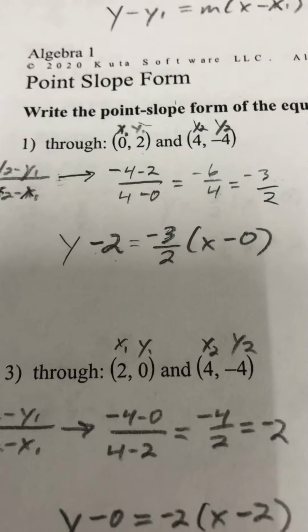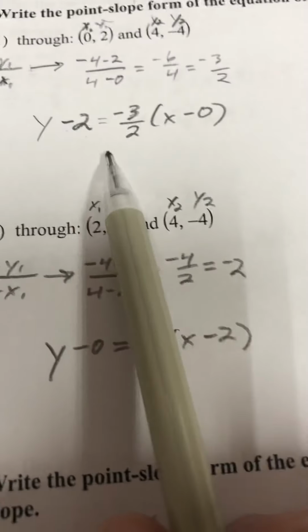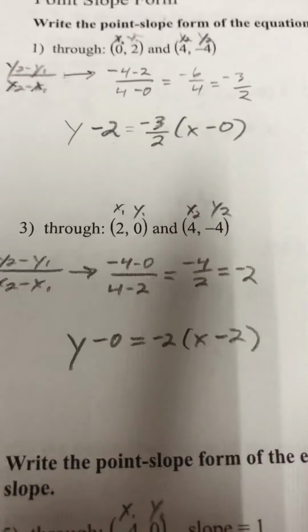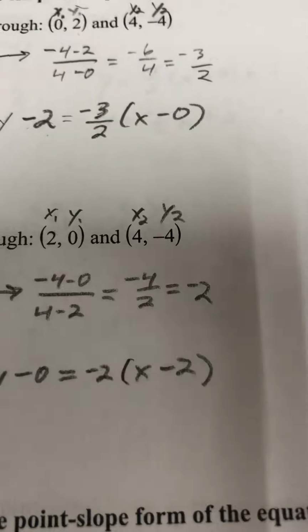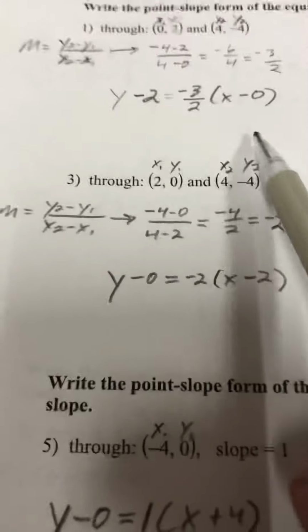That's the end of that one, number 1. That is in point slope form. Okay. We don't have to go any further. We don't have to solve this and get it in slope-intercept form. We're only going to point-slope form, so it's kind of nice.